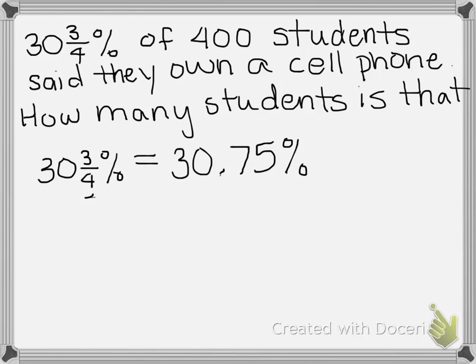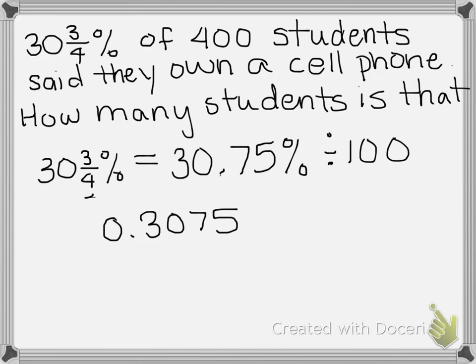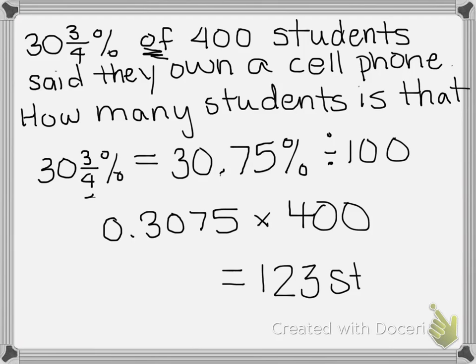Now remember, we need to get rid of the percent, so we always divide by 100. We find out that our decimal is 0.3075. There's no need to round at this point, so keep all the digits 3, 0, 7, and 5. This word of shows up again. We multiply it by our total of 400. How many students own a cell phone? 0.3075 times 400. We find out that 123 students own a cell phone.